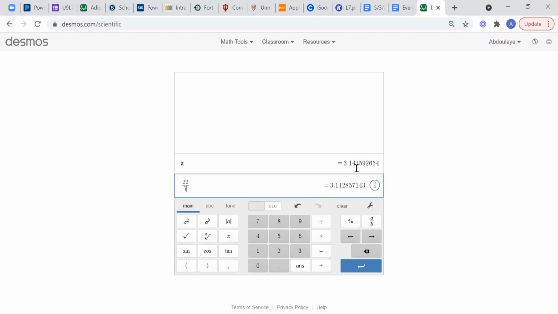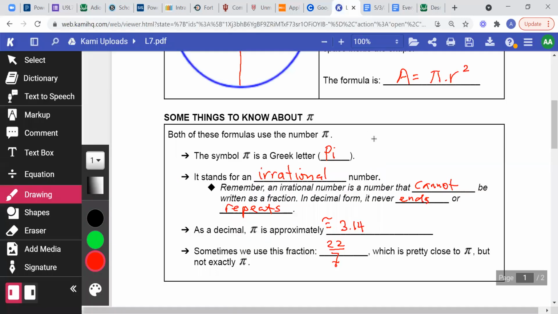We have 3.142857143. Even though it's not the same, that's why they said approximately. So the approximation means almost the same, but it can never be the same. So that's why they said it's pretty close to pi, but that can never be exactly pi.